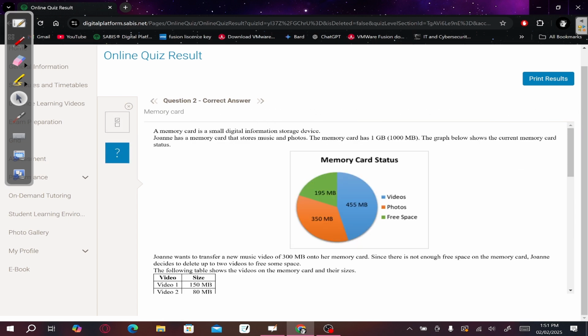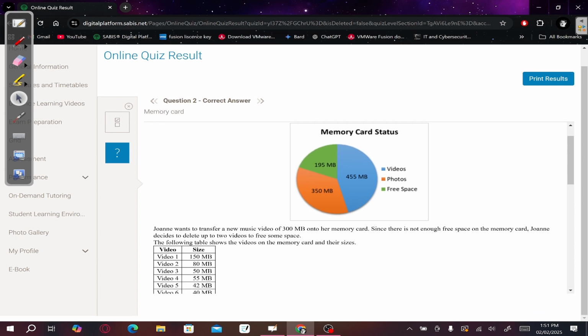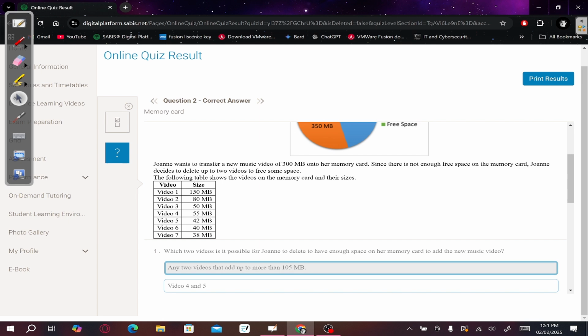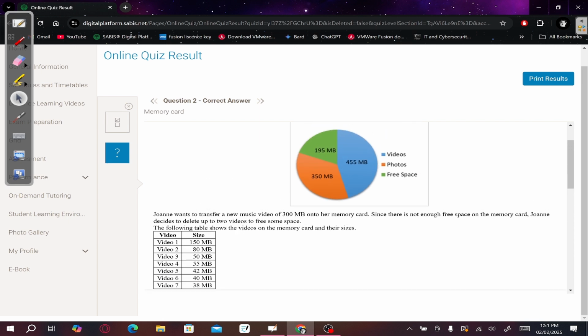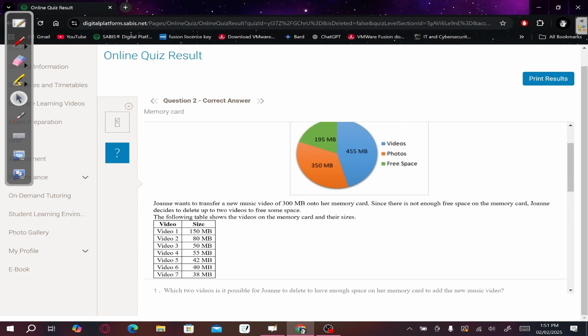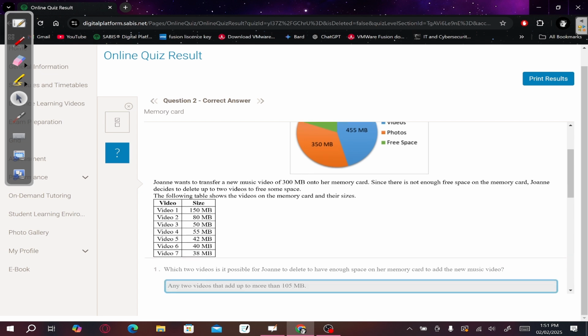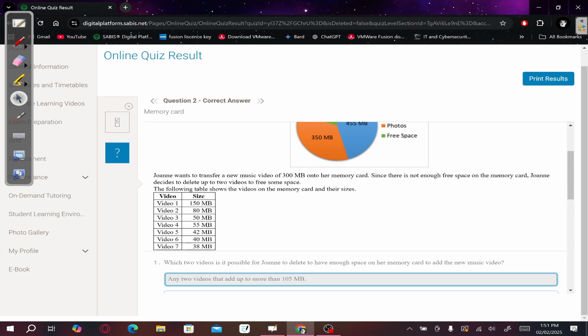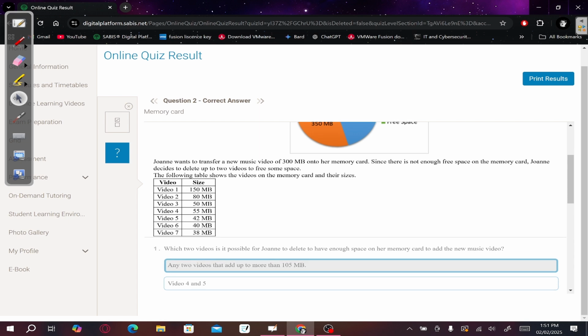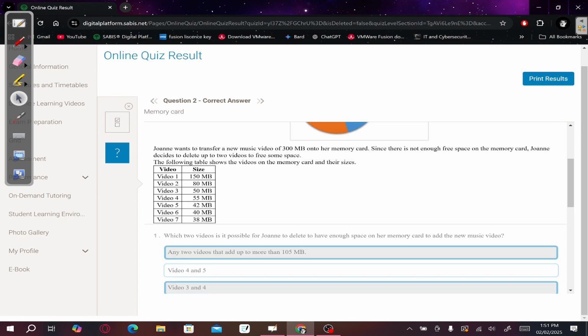Okay, so a memory card is a small digital information. Joanne has a small memory card. They gave us the table. I'm not concerned about this, I'm concerned about the bottom part. Joanne wants to transfer a new music video of 300 megabytes onto her memory card. Since there is not enough space on the memory card, Joanne decides to delete up to 2 videos to free up some space. The following table shows the videos on the memory card and their sizes.